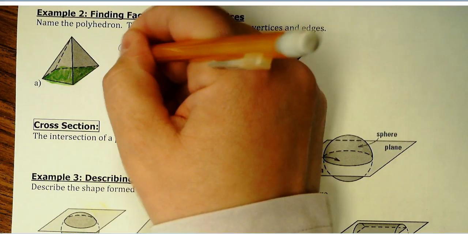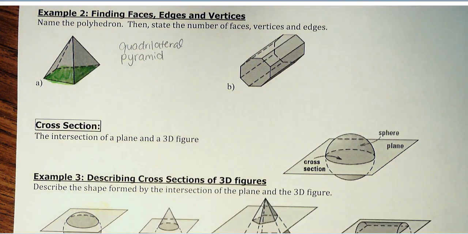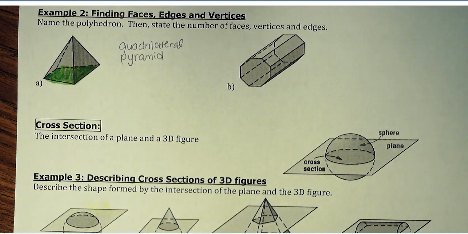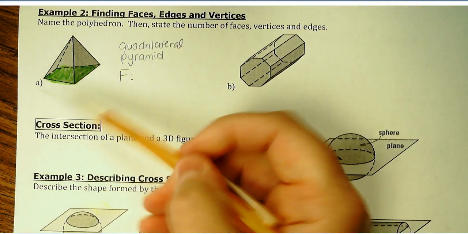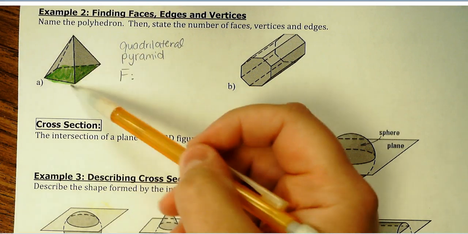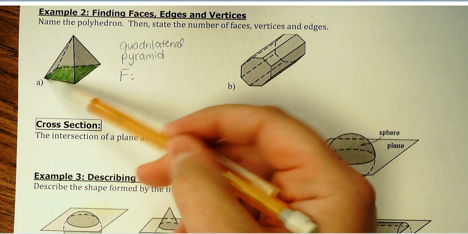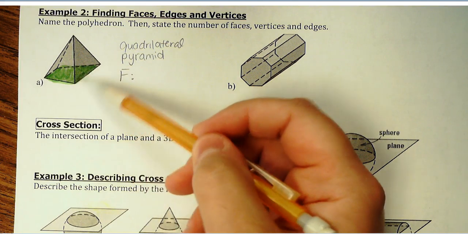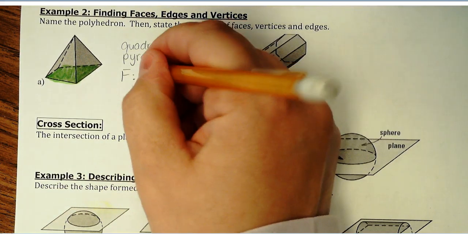And this is going to be a pyramid because all the other faces are triangles and then they come up to a single point. Now, in terms of counting vertices, faces, and edges, let's go first with the faces. Faces are just polygons. So we got the base, and the base, if you notice, has 4 sides. Each one of those sides is going to connect up to a triangle. So I've got 4 sides here, so we should have 4 triangles, and then the one base, so the number of faces should be 5.